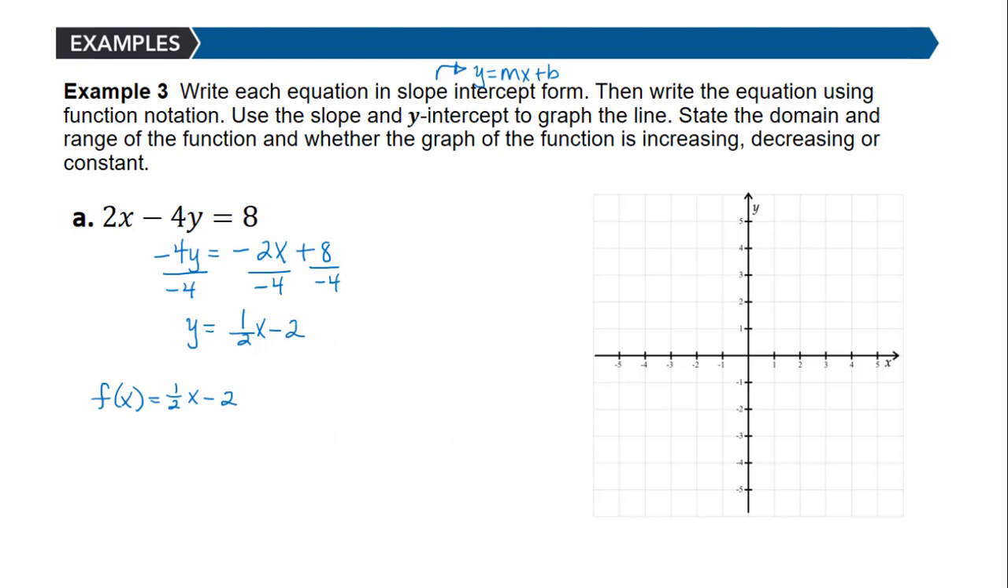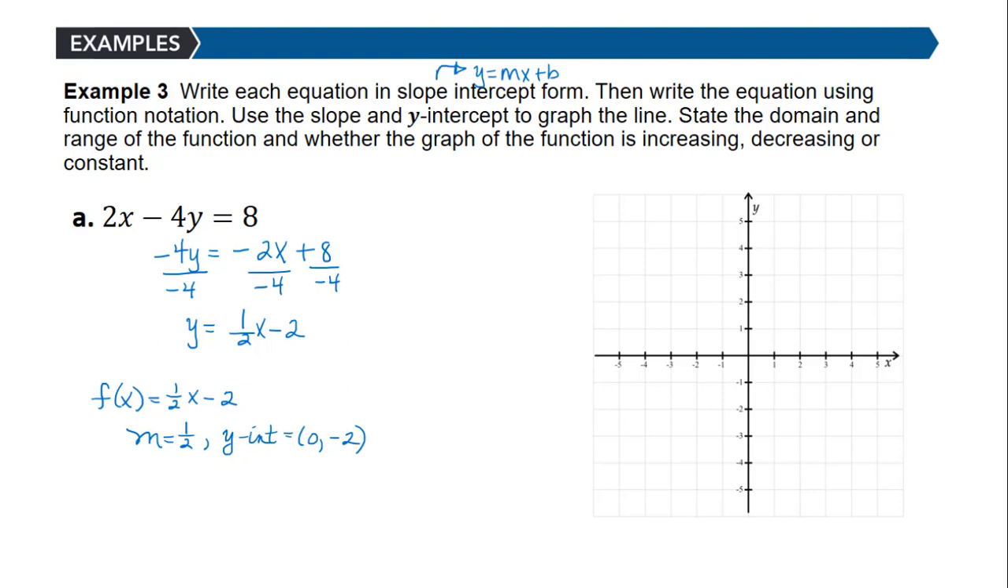The slope of that line is the coefficient of x, which is 1/2. And then the y-intercept is 0, negative 2. And remember, if you need help finding the y-intercept, you replace x with 0, and you get 1/2 times 0 is 0 minus 2. So that is why it's always this constant number that is in the equation.